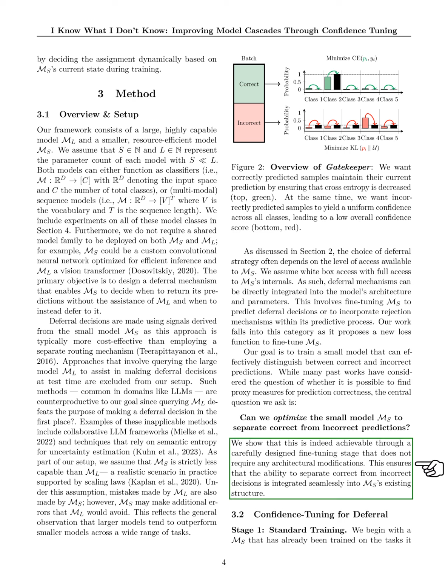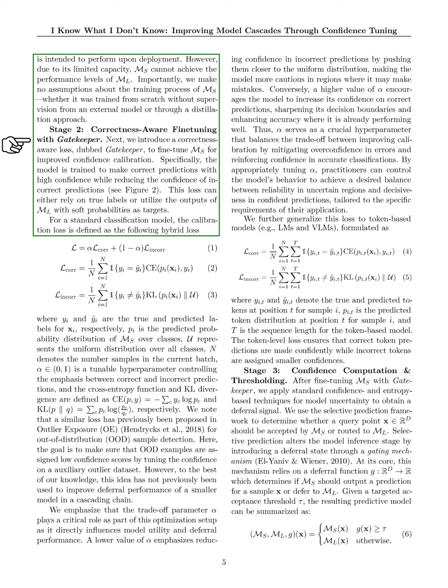Section: Confidence Tuning for Deferral. In this section, we outline our approach to confidence tuning for deferral. Stage 1 involves standard training, where we start with a model, referred to as M_S, that has already been trained for its intended tasks. However, M_S has limited capacity and cannot perform as well as a larger model, M_L. We do not make any assumptions about how M_S was trained, whether from scratch or through a distillation method.